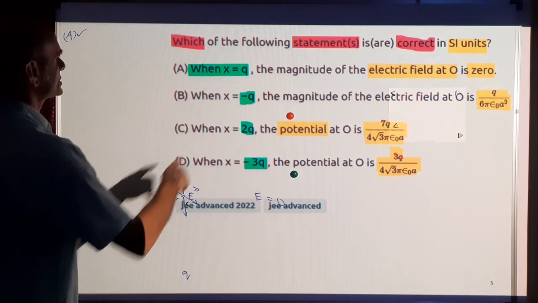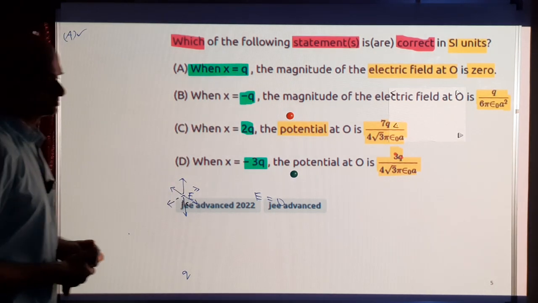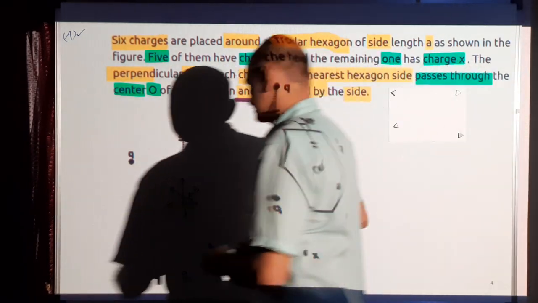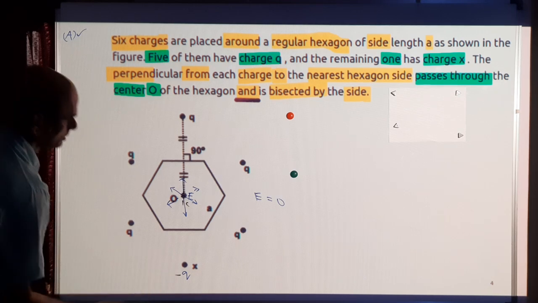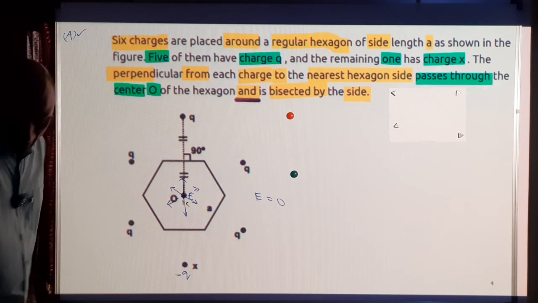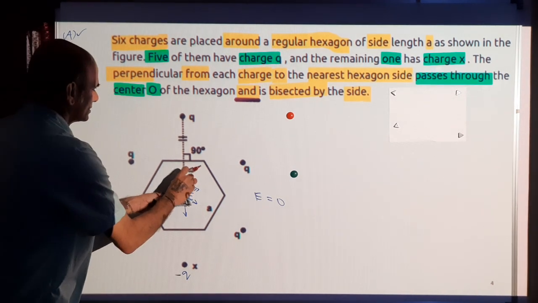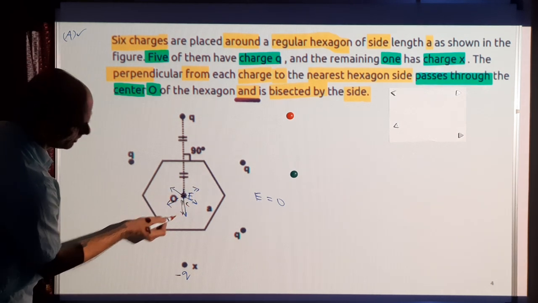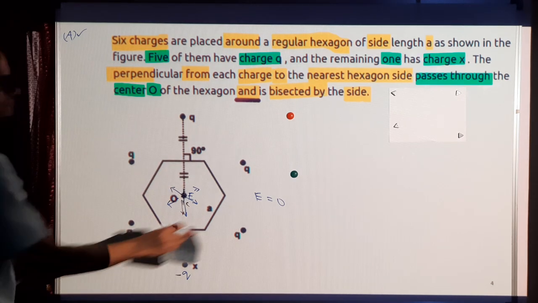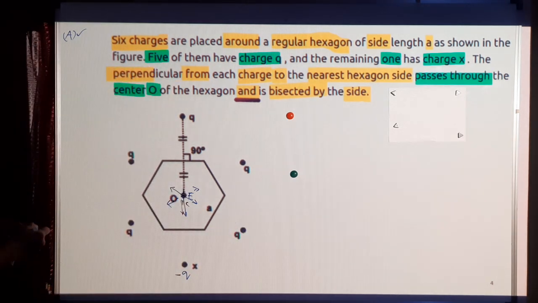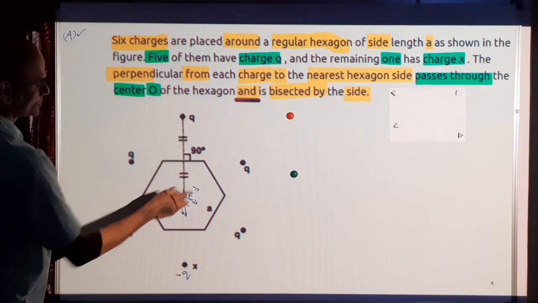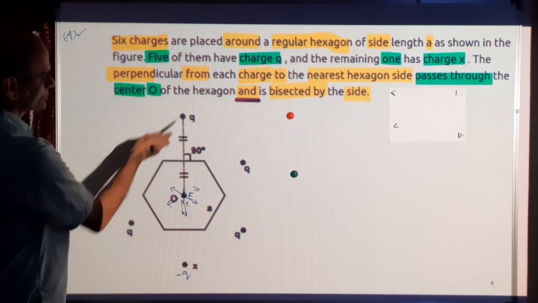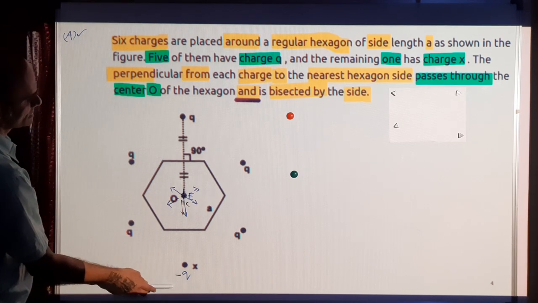Option B, when X is minus Q, electric field is. So this charge is minus Q now. So the repulsive force will become an attractive force. The force due to the bottom charge will be an attractive force and will be in this direction. The remaining forces will be the same. So force due to this one and force due to this one will cancel. Similarly, force due to this and force due to this will cancel. Force due to this is a repulsive force downwards, and force due to this minus Q is an attractive force downwards.